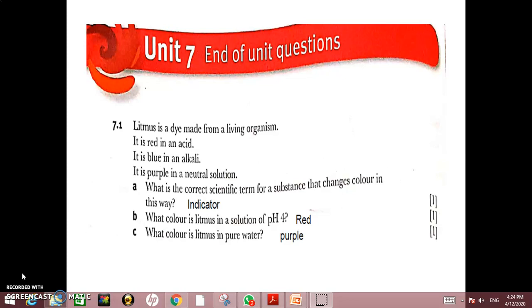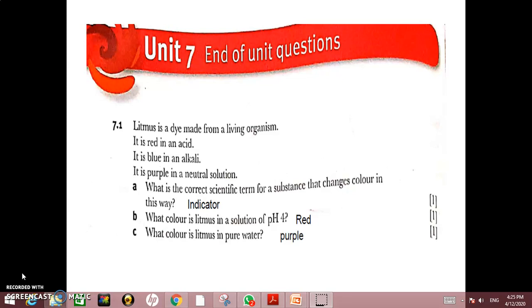The first question there, 7.1, is: litmus is a dye made from a living organism. It is red in acid, it is blue in alkali, and it is purple in a neutral solution. We've already studied the pH scale. Acid is 0 to 7. Alkali is 7.1 onwards until 14. And the neutral pH is 7. Okay. Now, let's begin answering.